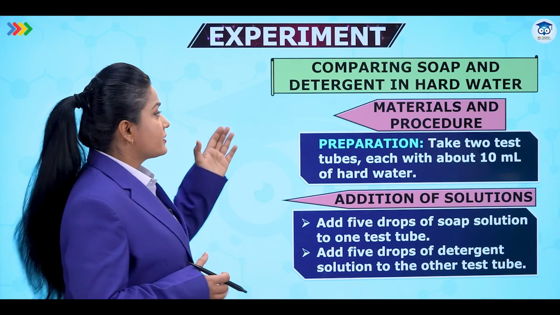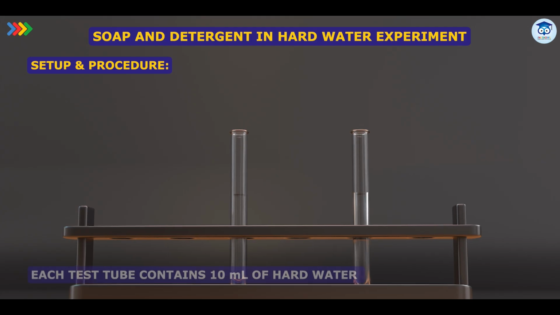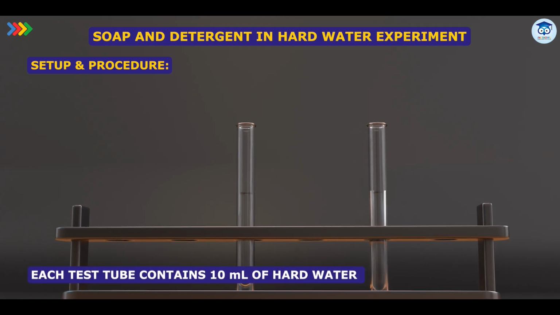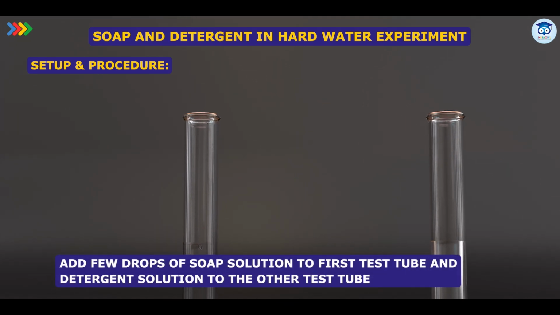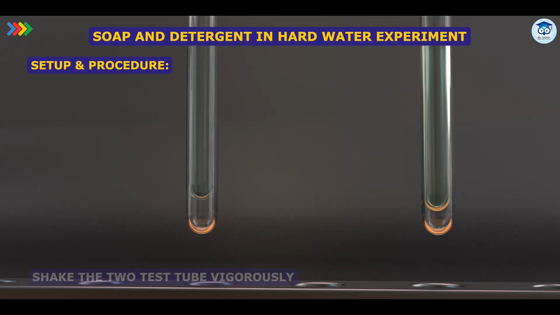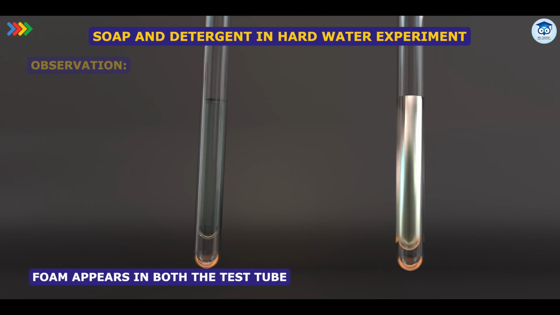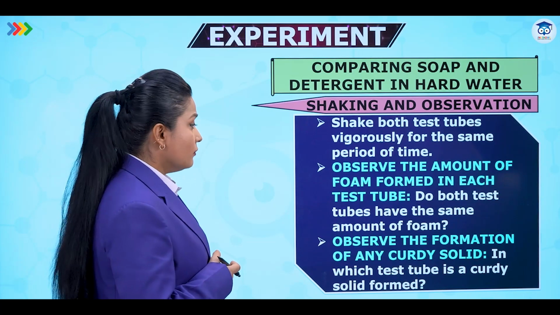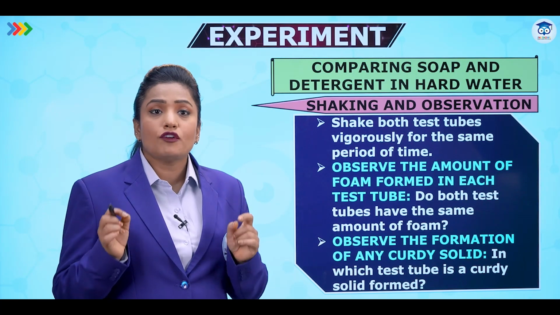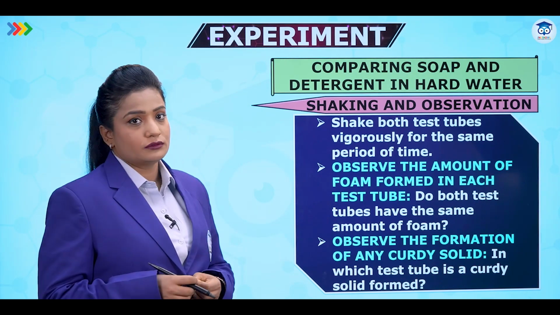Now let's try to understand this experiment where we will be seeing the nature of detergents with hard water. For this we will again take 2 test tubes, each with about 10 ml of hard water. Then we add a few drops of soap solution to one test tube and a few drops of detergent solution to the other test tube. Of course, we shake them vigorously for the same amount of time and then observe the amount of foam formed in each test tube. Do both test tubes have the same amount of foam? We will also observe any formation of curdy white precipitate. In which test tube is the curdy white precipitate formed?